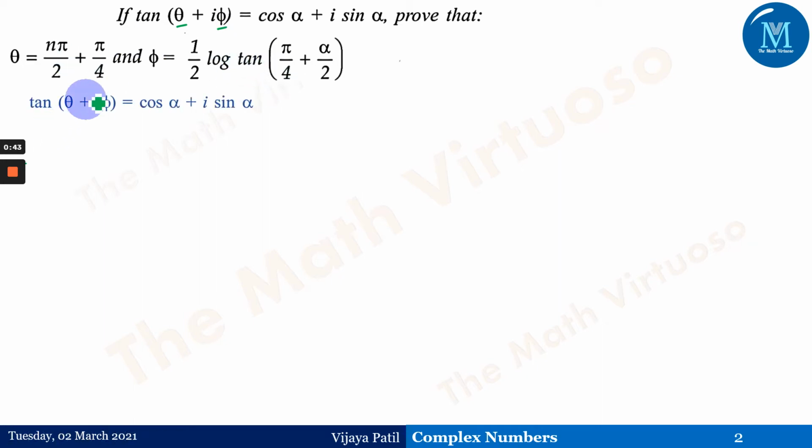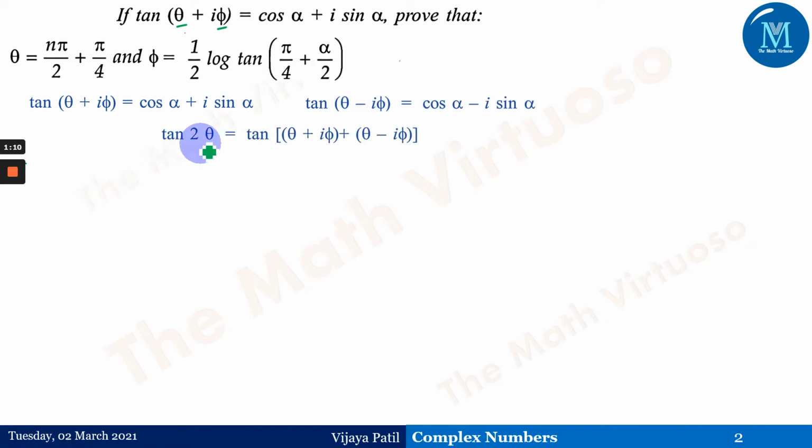Now this is given to us, that is tan of theta plus i phi is equal to cos alpha plus i sin alpha, which we can also write as tan of theta minus i phi equals cos alpha minus i times sin alpha. If we have a complex number like this, we can find out its conjugate, and this is what comes out.